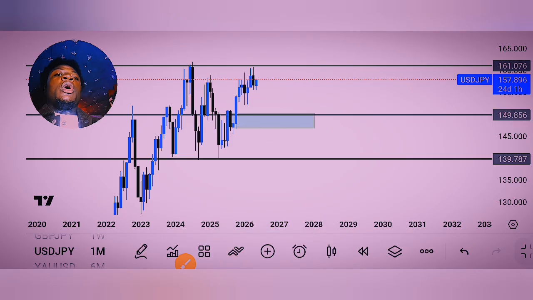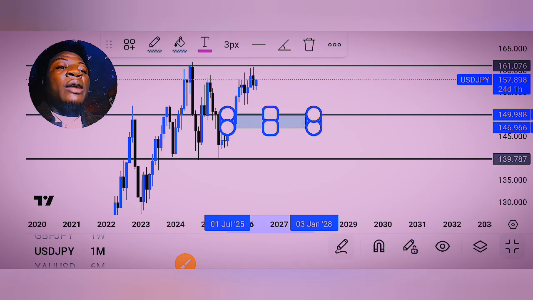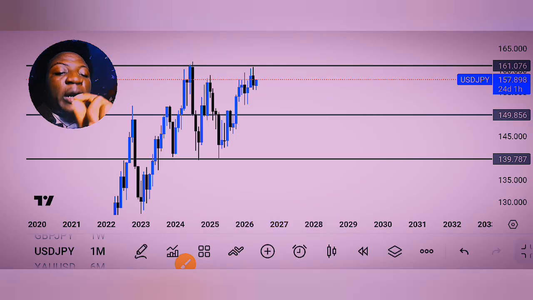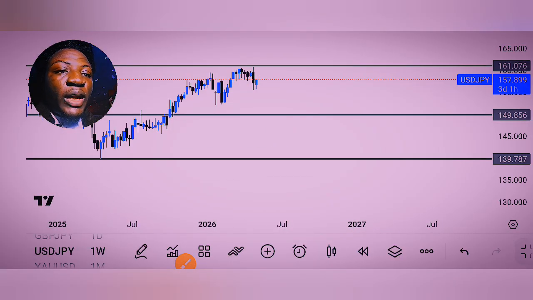So this already gives us a point at the back of our mind that, okay, there's a possibility that market most likely will come back to this area. So we marked out just the level of the fair value gap because we are on the monthly time frame. Now let us go down to the weekly time frame and see what's happening.